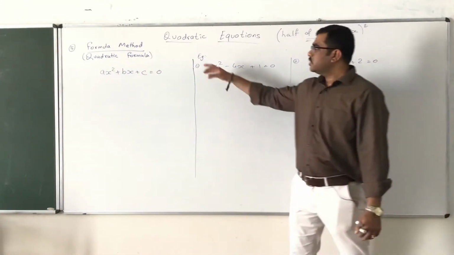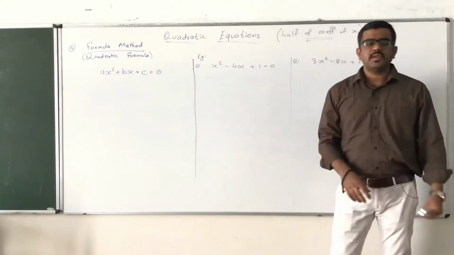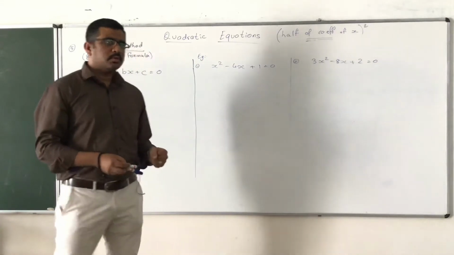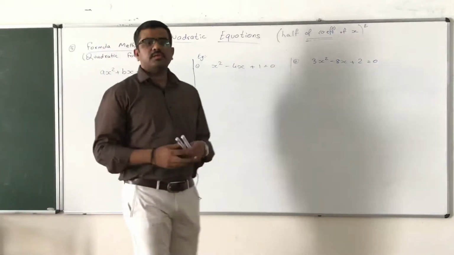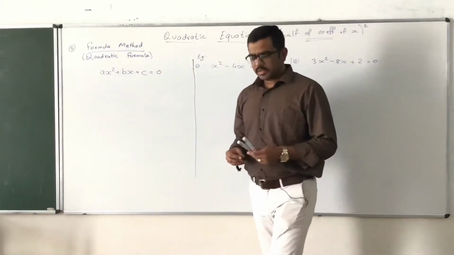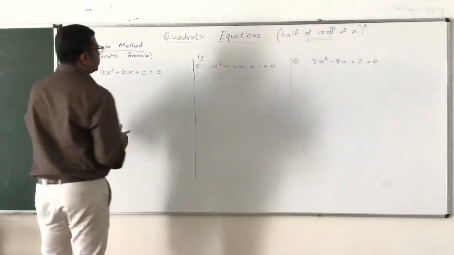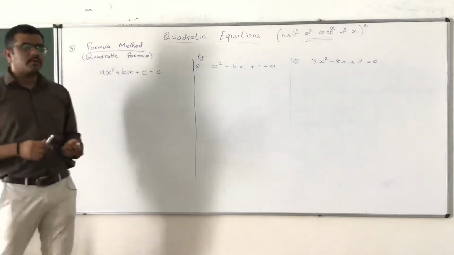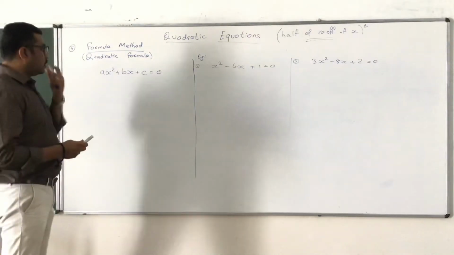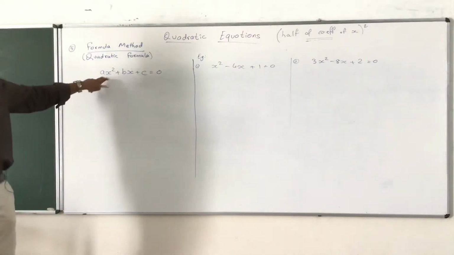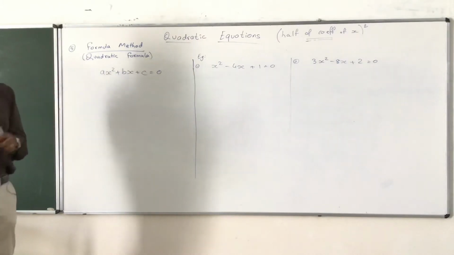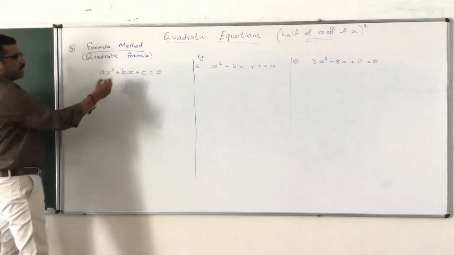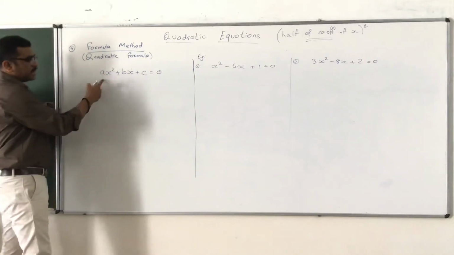Now we see the quadratic formula, or the formula method, for solving the quadratic equation. Just as in the previous method of completing the square, we apply the same method to the general form of the quadratic equation. For the first step, we need to make the coefficient of x squared as 1, so we divide this equation by a.